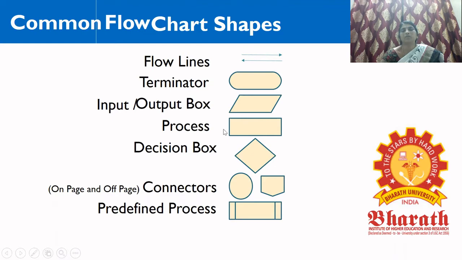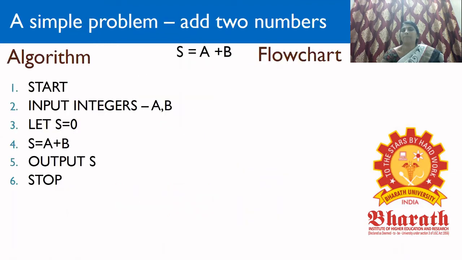oriented instructions are indicated by a rectangle. The decision box is similar to the rhombus. And the on-page connectors are represented by an oval, and the off-page connectors are represented by this shape. And any predefined process or a subroutine is indicated by this shape. Let's see a sample problem where we apply the procedure one by one.